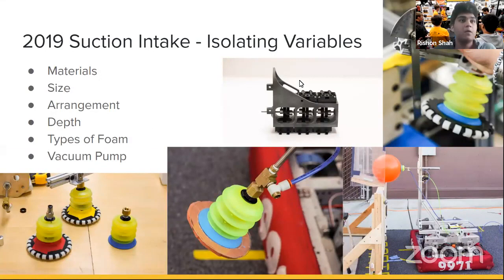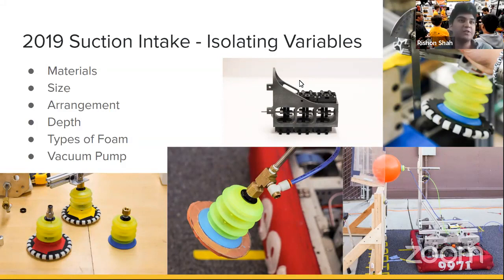So as we began experimenting with suction cups and got a better idea of the direction that we wanted to go, we were able to isolate the aspects of the suction intake that required more focus in the prototyping process. For example, what kinds of materials would hold the ball better, the size of our suction cups, the arrangement of the cups, and some variables that came as we went even deeper into the prototype, like the depth of the cup, the types of foam we were using, and how that foam was being attached onto the suction cups. These were just variables within the cups themselves.